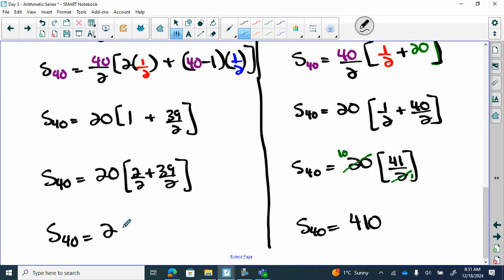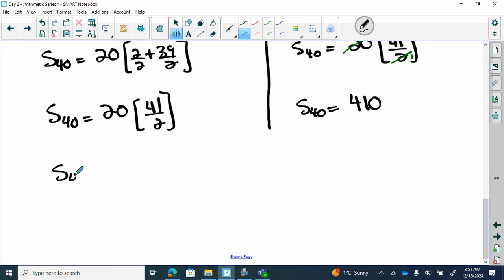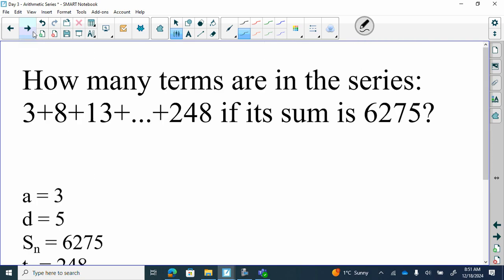S40 is going to equal 20 times 41 over 2. What's 20 times 41 over 2? It's 820 over 2, which is 410. Or you could divide first before multiplying. Answer's 410 either way. Cool? So we are calculating sums. Don't forget that the arithmetic sequence formulas can help you find the number of terms and so on.